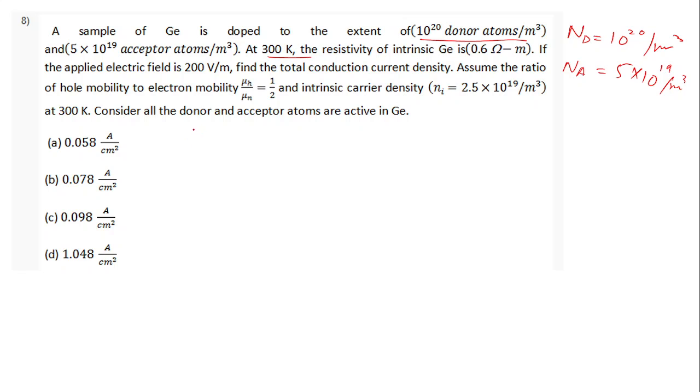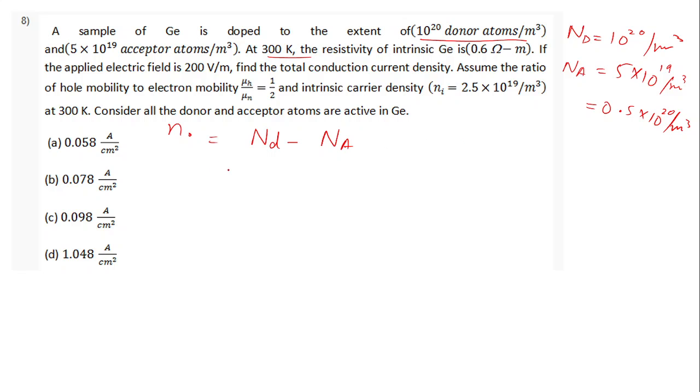This formula tells the electron concentration, because in this doped semiconductor there will be holes also and electrons also. So concentration of electrons will depend on the number of donor atoms and acceptor atoms. Here, if this is 10 to the power 20 and I make the other 0.5 times 10 to the power 20 per meter cube, that means I'm adding more donor atoms than acceptor atoms.